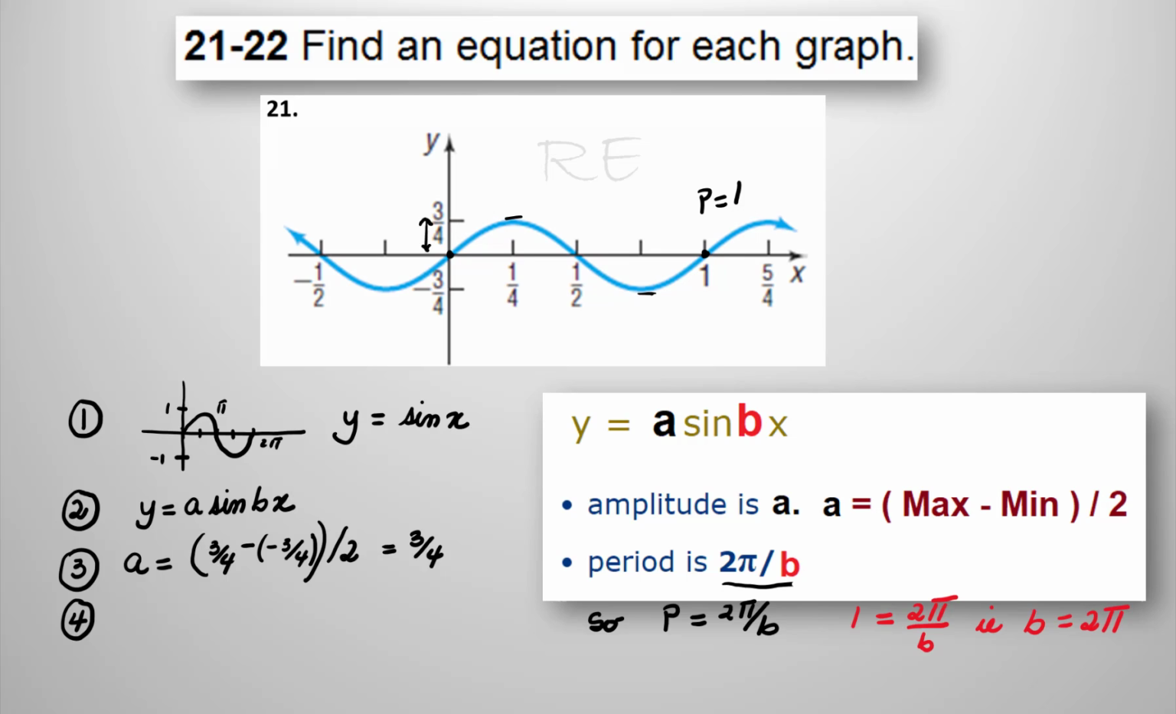Now, going back to the equation y is equal to a sine bx, we're going to replace a by 3/4, and we're going to replace b by 2 pi. So b is equal to 2 pi, therefore an equation for that graph is y is equal to 3/4 sine 2 pi times x.